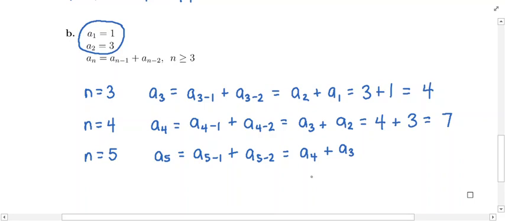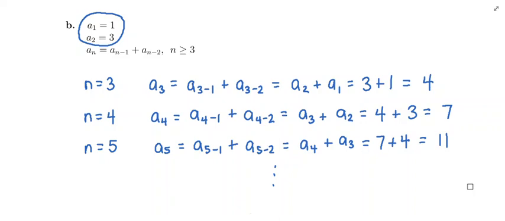So again, what we're seeing here, to get a certain term in the sequence, we are adding the two terms that came before it. To get a5, we have to add a4 and a3. a4 is 7, and the third term in the sequence is 4. Add those two, the fifth term is going to be 11, and so on.